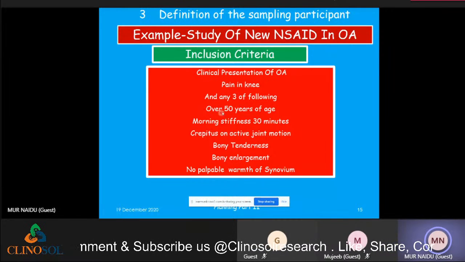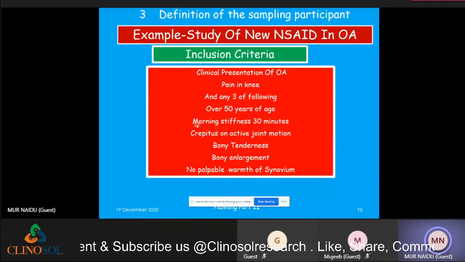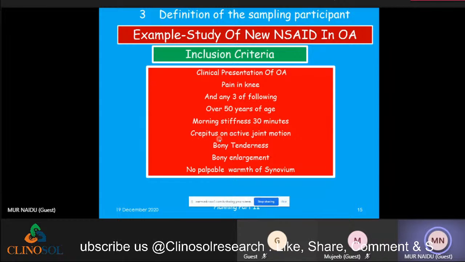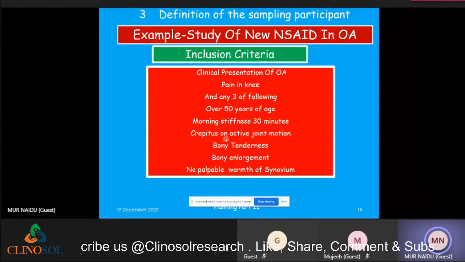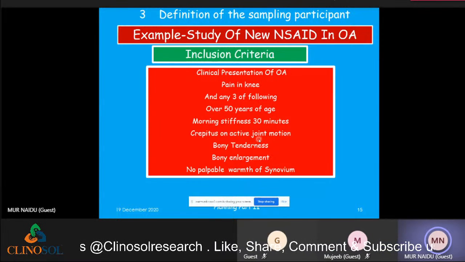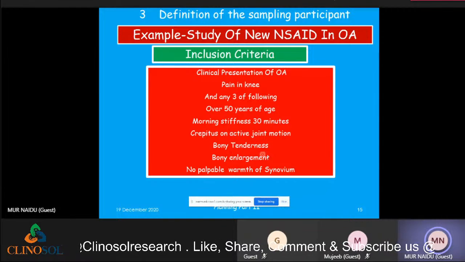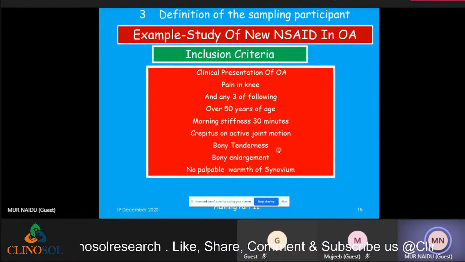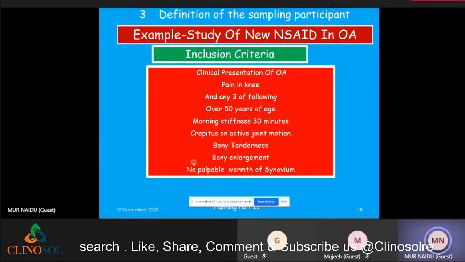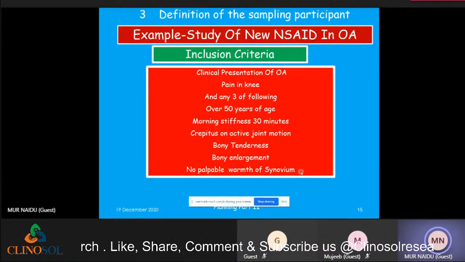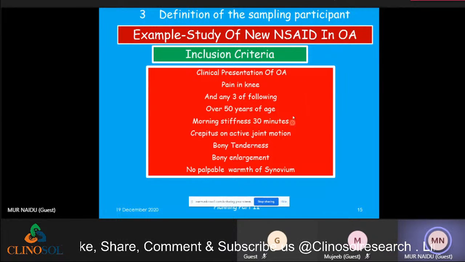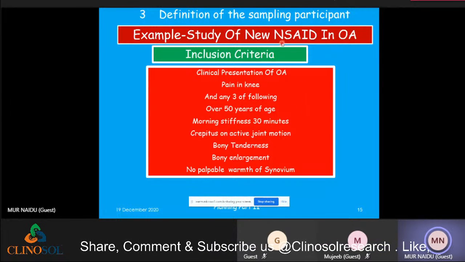One, the person should be more than 50 years of age. There should be morning stiffness of less than 30 minutes. There should be crepitus, that means there is a sound when the joint moves. When you are moving the knee joint, you can hear some sound. There is bony tenderness. If you press onto the knee, the person will tell you I am getting pain. There may be bony enlargement. And there may be no palpable warmth of the synovium. So this becomes my inclusion criteria for OA for my new drug.